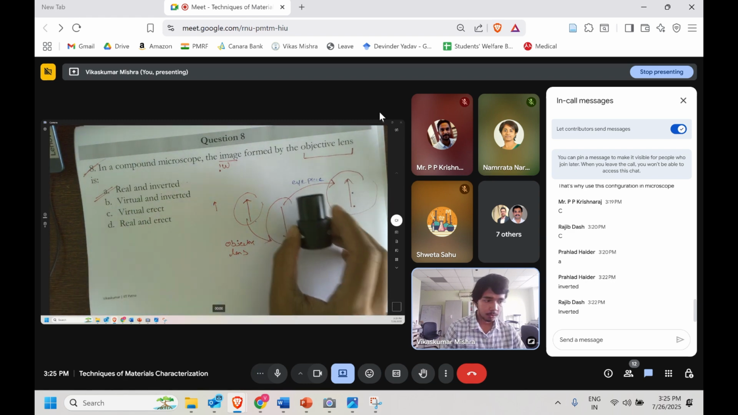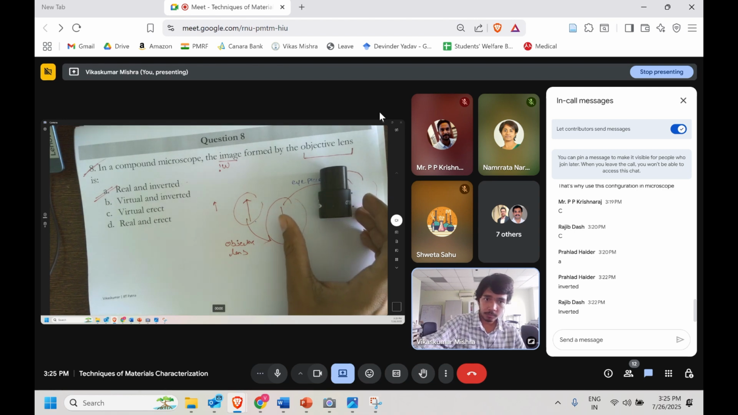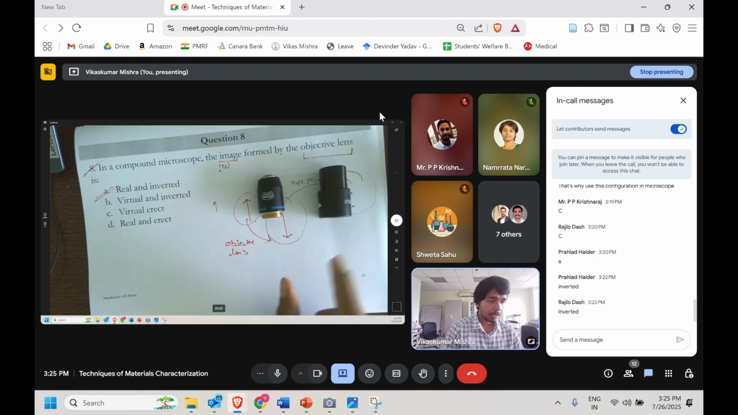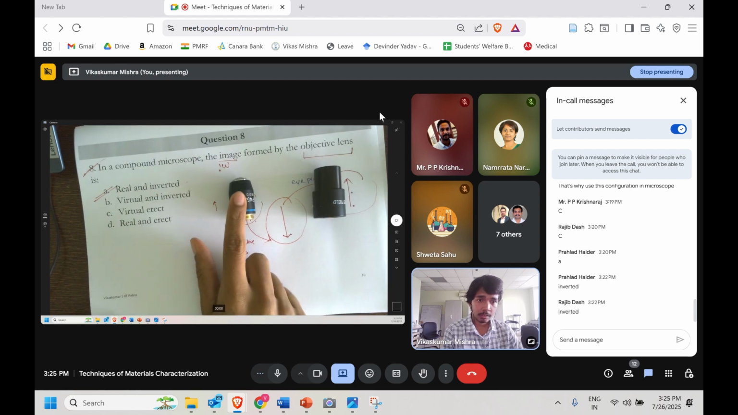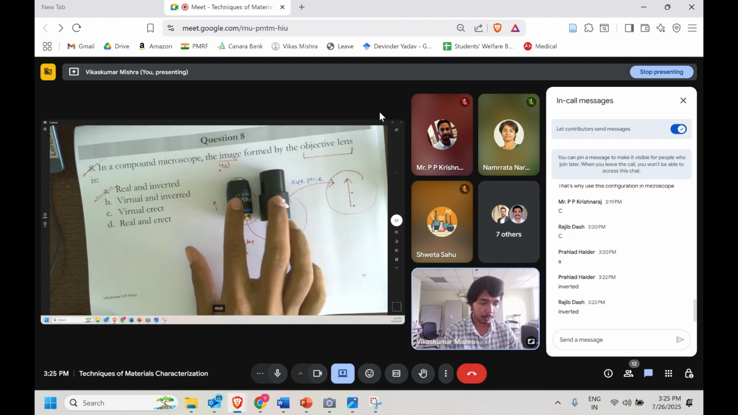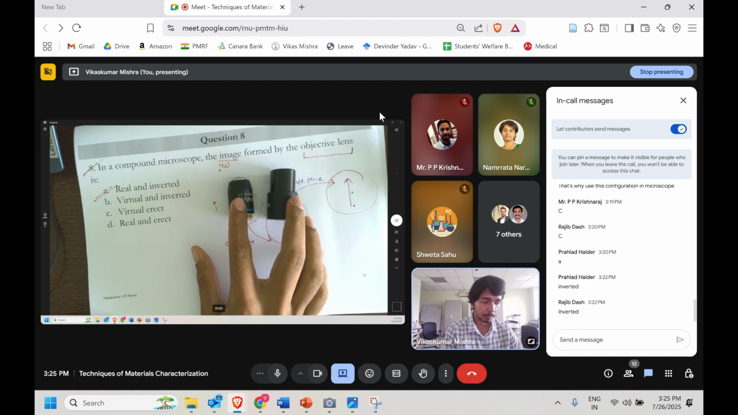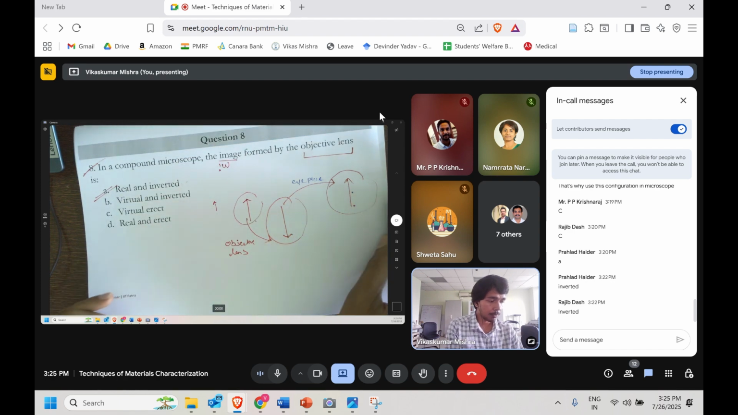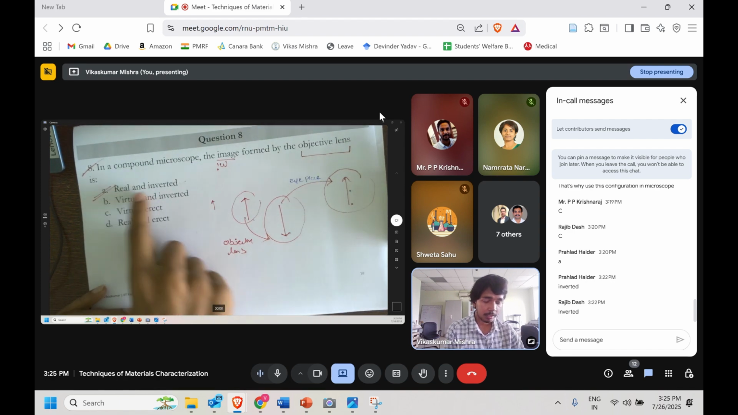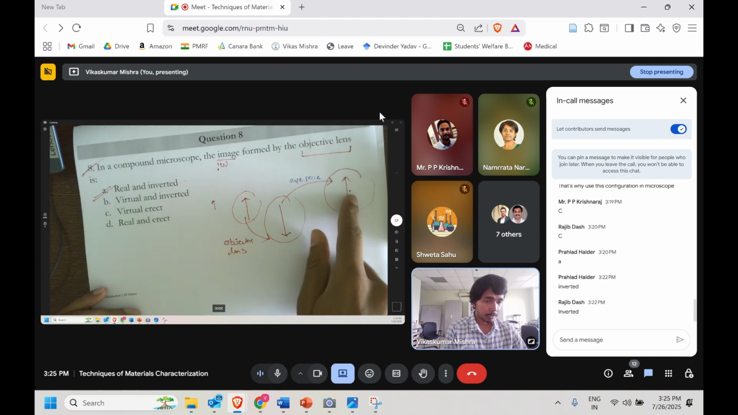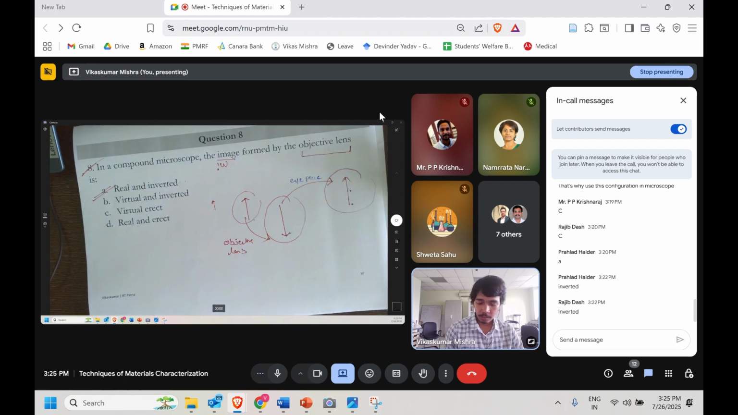Is it clear? So the eyepiece and the objective lens both make the image, for their corresponding object, real and inverted. Twice the inversion will give the erect image. Okay. Any doubt in this till now? Okay, since there is no doubt, let's move ahead.